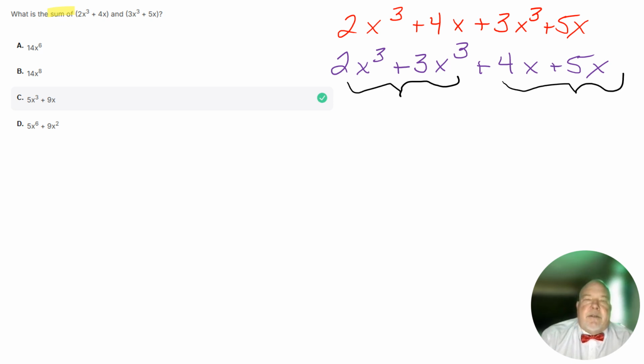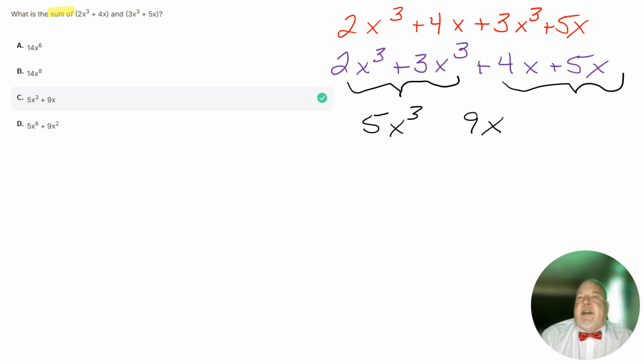So 2x to the third plus 3x to the third is 5x to the what? Well, when you're combining like terms, you don't do anything with the variables or their exponents. You just bring them along. A lot of times I'll see students put x to the sixth here. You don't add the exponents. And then over here, I have 4x plus 5x is 9x.